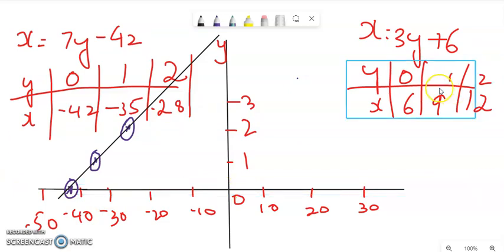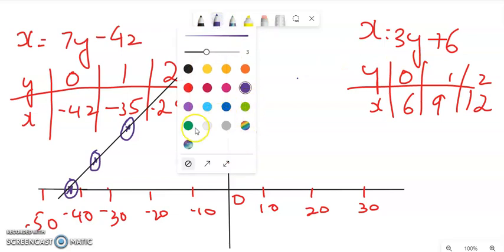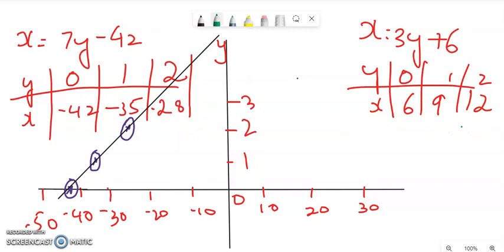Now for the next one, let me use any of your favorite color. Let us use this. Okay, now for the next equation, y is 0 means x is 6. So 6 will be, this is 5, approximately 6 is here. And for 1, x is 9, so here. And for 2, x is 12, so here.